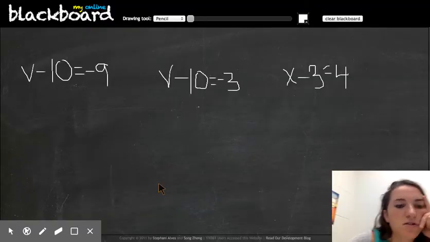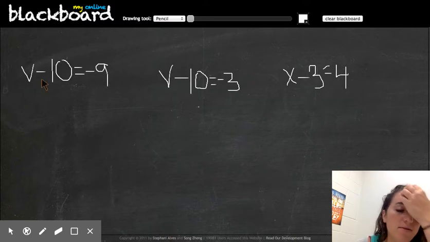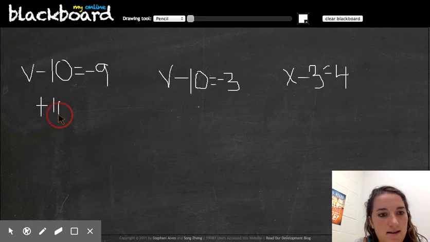All right, so the first three problems we're going to do. V minus 10 equals negative 9. What operation are we doing? Subtraction. So how can we undo that subtraction to get V by itself? We can add 10. Do I just add it on this side of the equation?